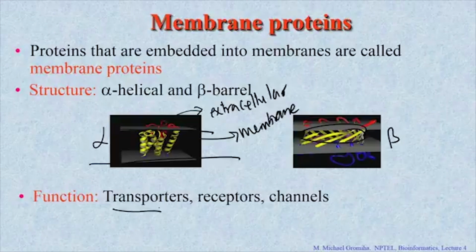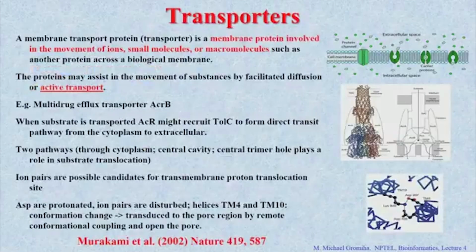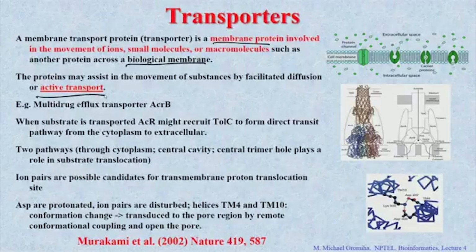These proteins also perform various functions, like transporters, receptors, channels and so on. I will explain with a few examples. Here is one example for the transporters. What is a transporter generally? It transports molecules. A transporter is a membrane protein involved in the movement of ions, small molecules or macromolecules, such as another protein also, across the biological membrane. These mainly assist the substance by active transport, from the lower concentration to the higher concentration.